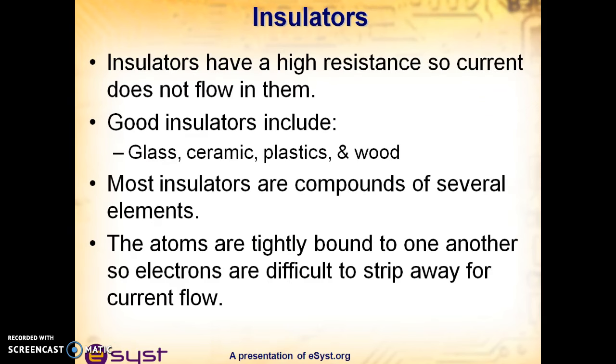Insulators have a high resistance, so current does not flow in them. Good insulators include glass, ceramic, plastics, and wood. Most insulators are compounds of several elements. The atoms are tightly bound to one another, so electrons are difficult to strip away for current flow.